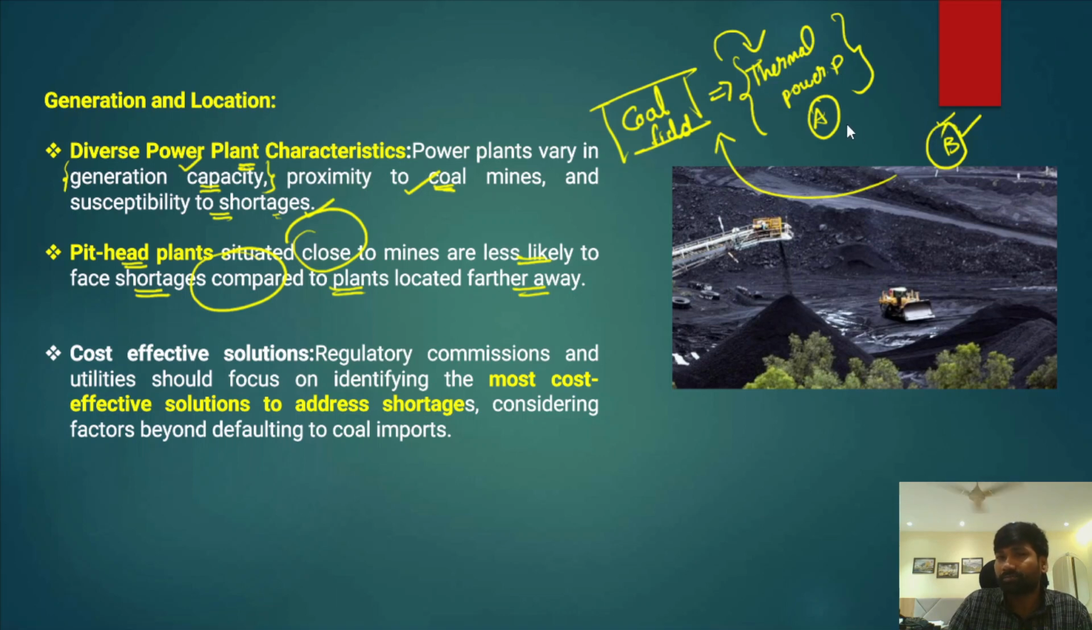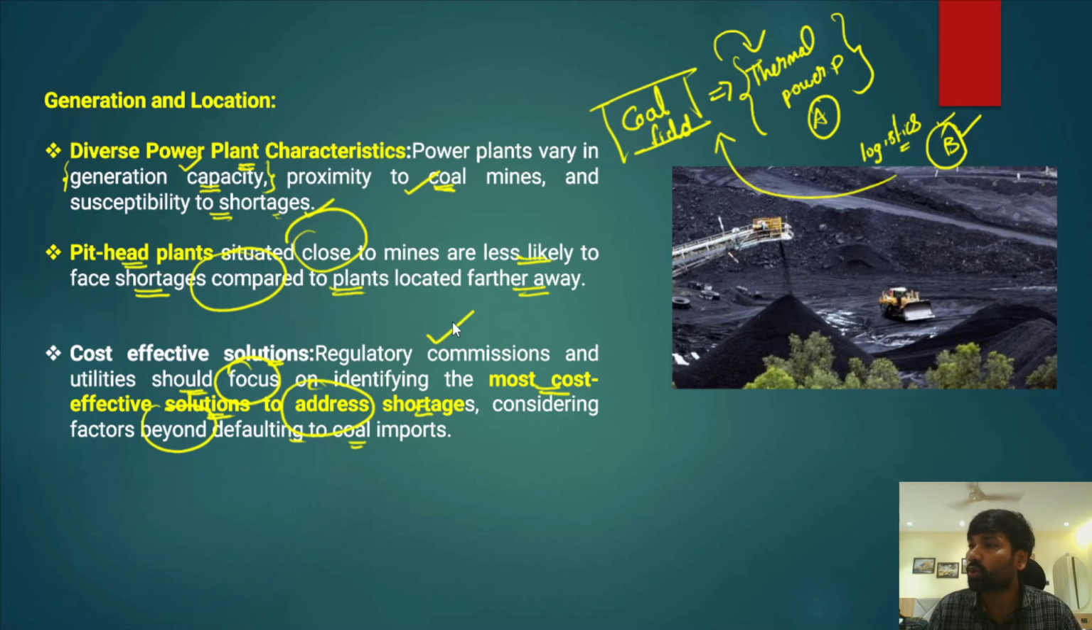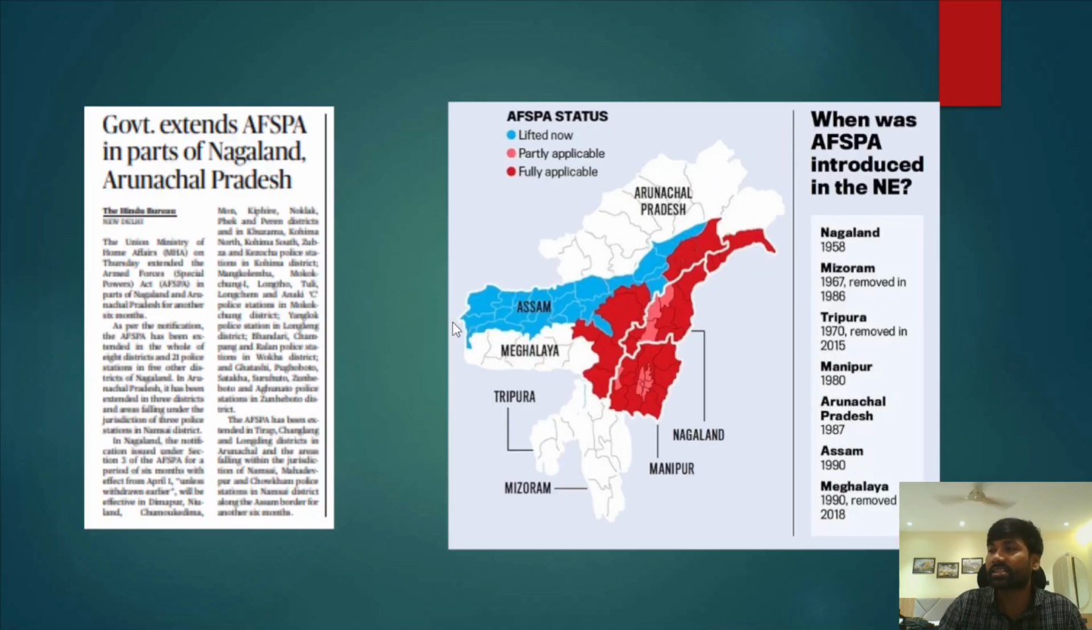So it is emphasized that the logistics have to be improved to ensure an adequate supply of coal to all these plants. And after that, cost effective solutions have to be proposed. Regulatory commissions and utilities should focus on identifying the most cost effective solutions to address the shortages, considering factors other than the coal imports. Those factors have to be explored to address the existing shortages. Okay, so that's all on coal imports, and let's try to discuss the next important news article.